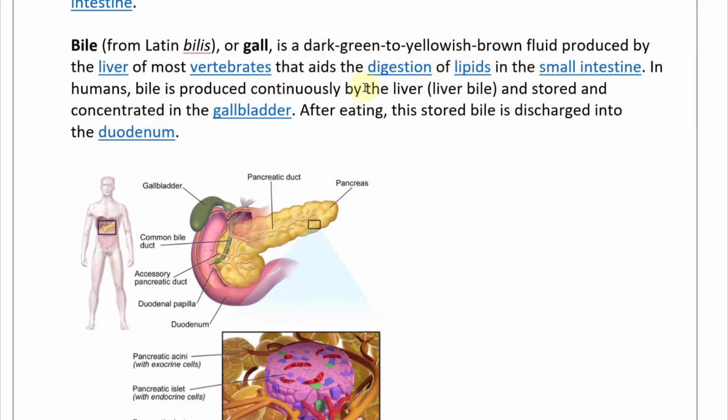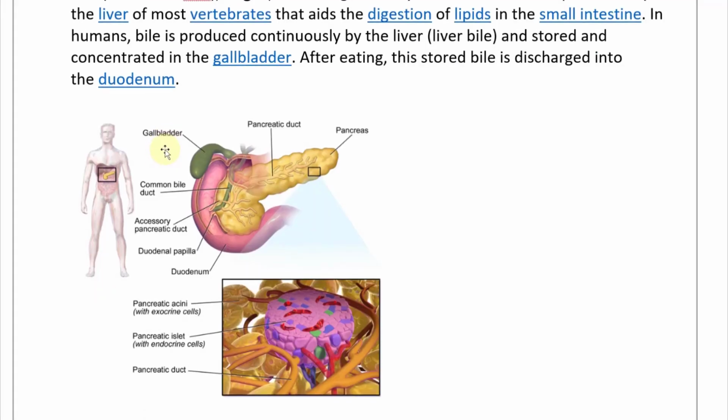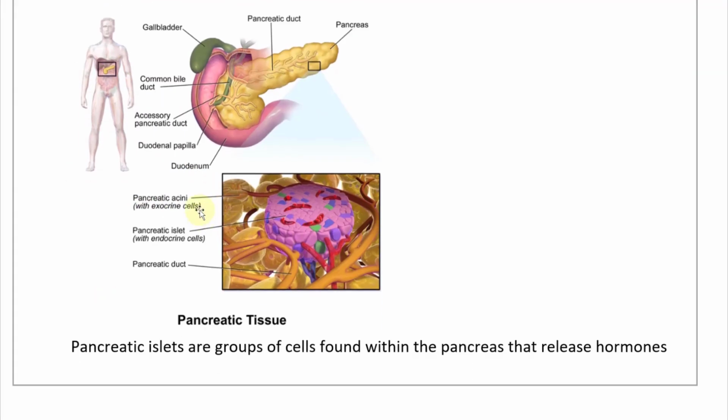In humans, bile is stored continuously by the liver, and it's called liver bile, and stored and concentrated in the gallbladder. After eating, this stored bile is discharged into the duodenum. Yeah, or duodenum. So fascinating stuff. So there's a diagram of it.